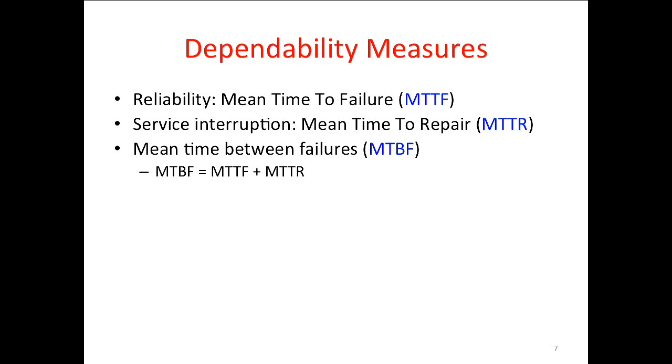And the mean time between failures is kind of the sum of these. So after some amount of time, the mean time to a failure, then there's a time to repair. So there's mean time to a failure, then you repair the failure, and then it's ready to fail again after some point in time, right? So if you add together MTTF and MTTR, you get MTBF, the mean time between failures. Okay.